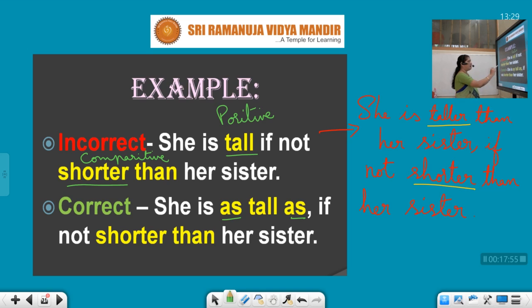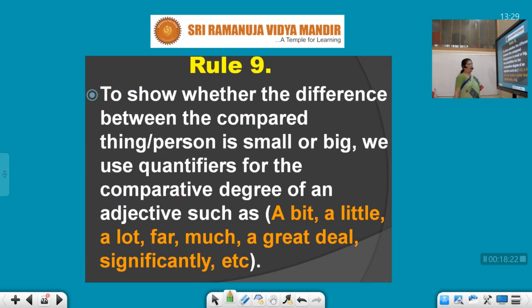She is as tall as, if not shorter. But when I'm saying it like this, she is tall, if not short, what is the meaning going to be? Maybe she is taller or maybe she is shorter. But actually what is my meaning? She may be of equal height or maybe a little shorter. That is actually my idea. So how am I to write the sentence? She is as tall as, if not shorter than her sister. Understood, students? So this is your 8th rule.